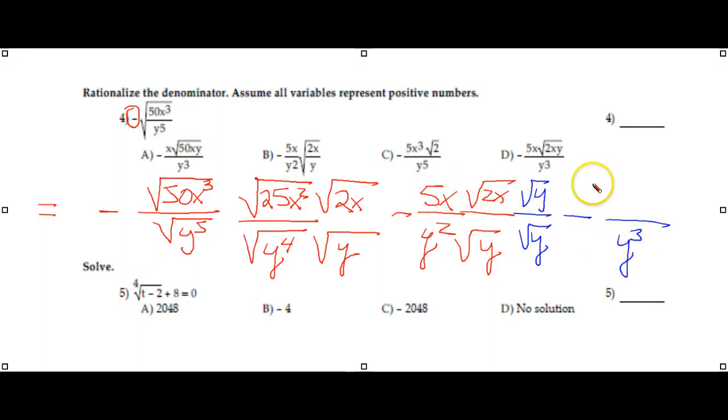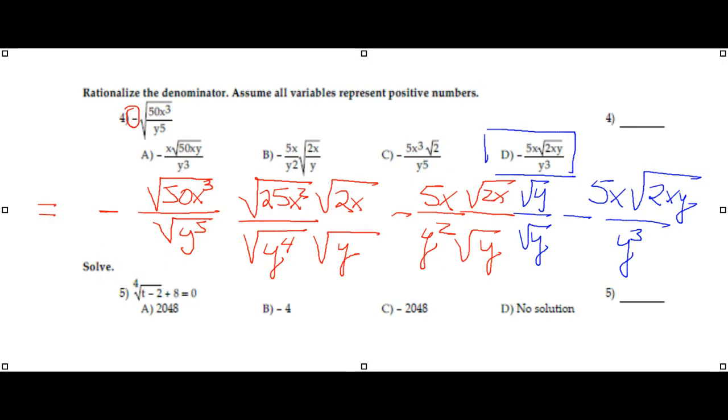And then now this is still just 5x, the square root of 2xy. Now I have rationalized this denominator. And which one do we have here? It looks like letter D here. Negative? Yes, that's good.